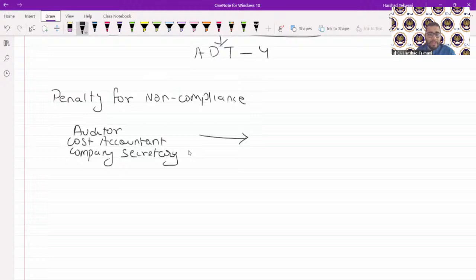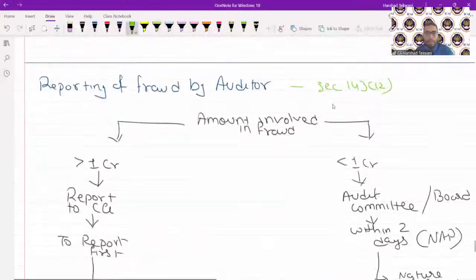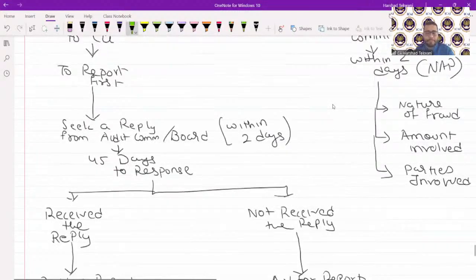What is the penalty for listed? For listed, 5 lakh. For other company, rupees 1 lakh. Clear? This is the penalty. And there was an amendment in this penalty. I hope it is clear.